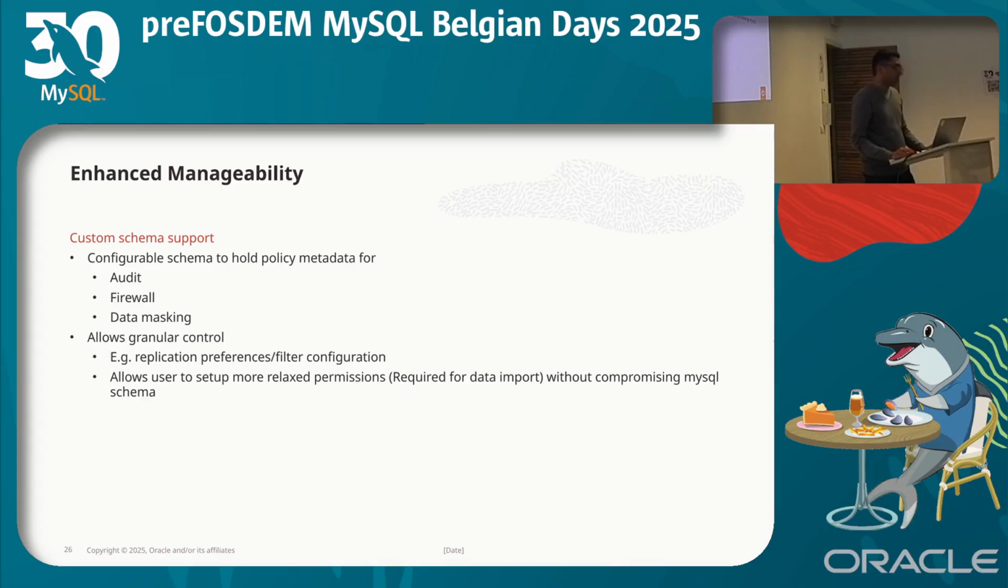Audit, firewall and data masking plugins, again all Enterprise, now come with support for a configurable schema. So all the metadata tables can be pushed to a separate database rather than being a part of the MySQL schema. It allows more control, because often, let's say, to do a data import, you require more permissions, like insert on this table. And it's a good practice to move them away from the MySQL schema.